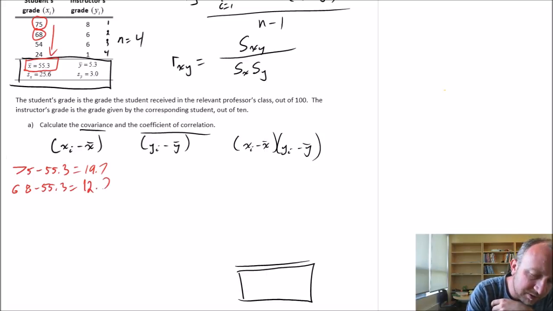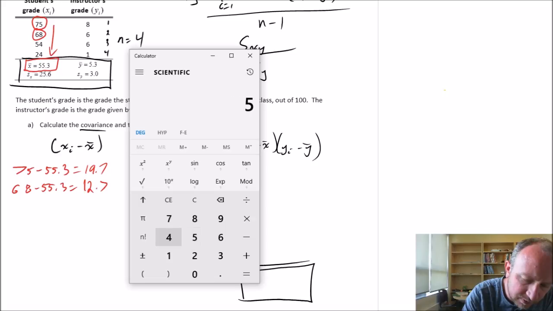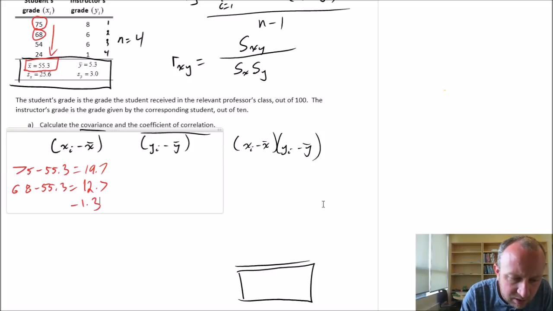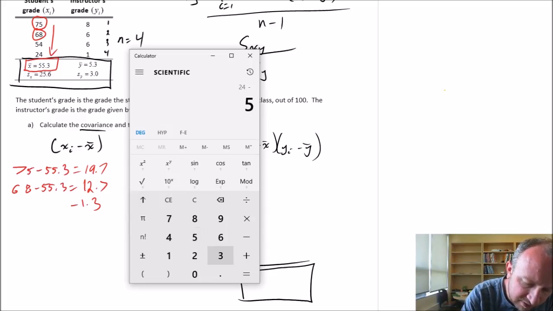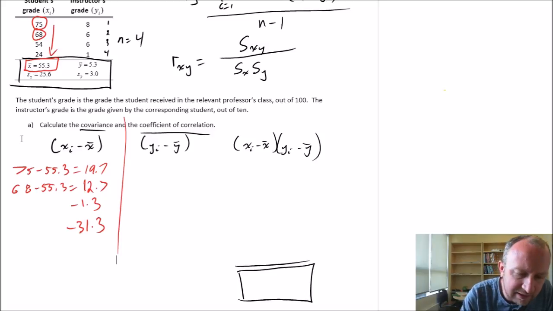Okay, so I'm just going to carry on with those same calculations. The next one is 54 minus 55.3, so negative 1.3. And the last one is 24 minus 55.3, so negative 31.3. Okay, so that's it for the x. Now we do exactly the same thing for the y.